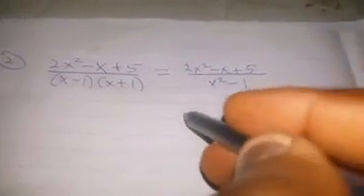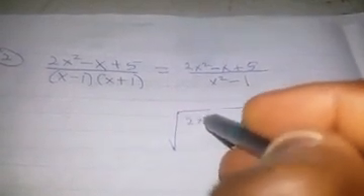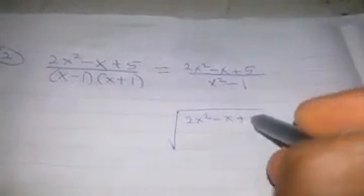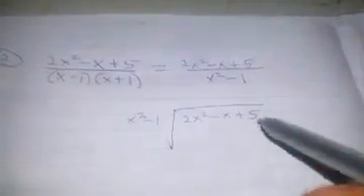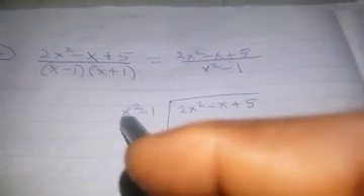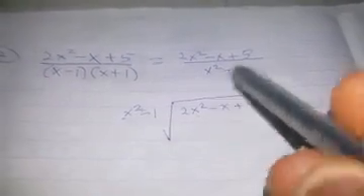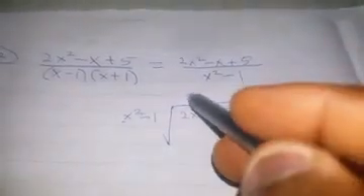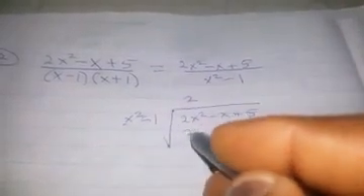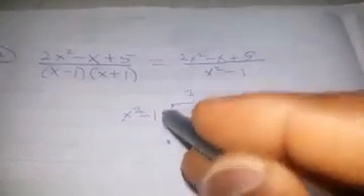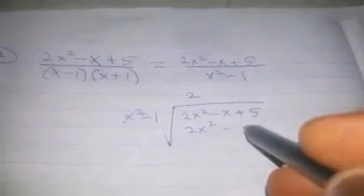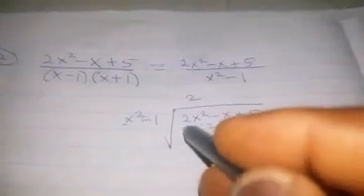So we perform our long division. In here we have 2x squared minus x plus 5. Then out here we have x squared minus 1. Now don't forget, is the first term here that will divide the first term here. So x squared will divide 2x squared 2 times. So we have 2. Now 2 times x squared will give us 2x squared. 2 times minus 1 will give us minus 2. Let me place it under this, minus 2.